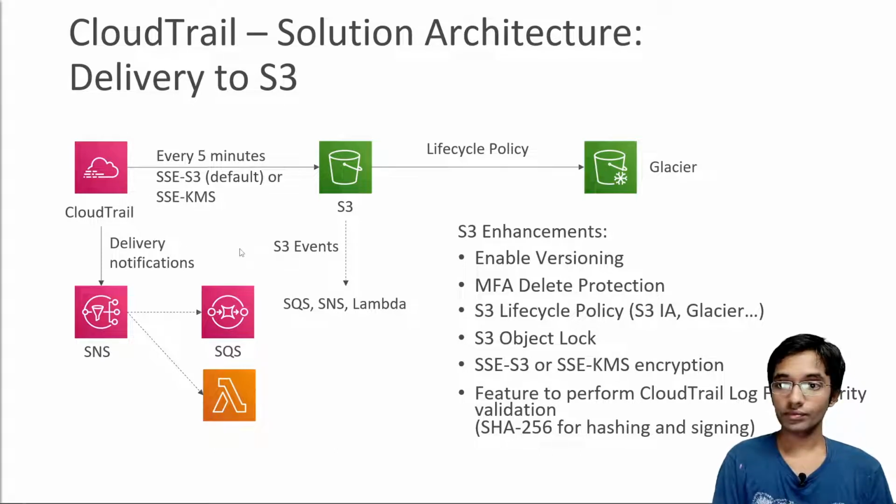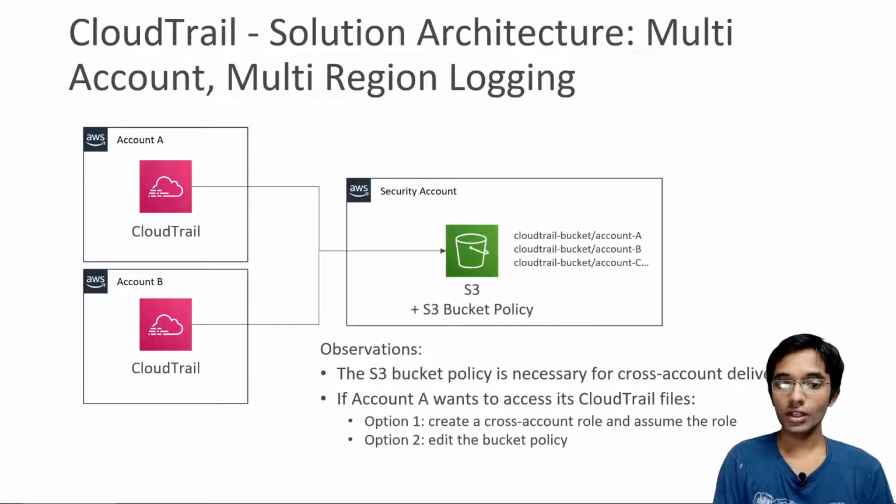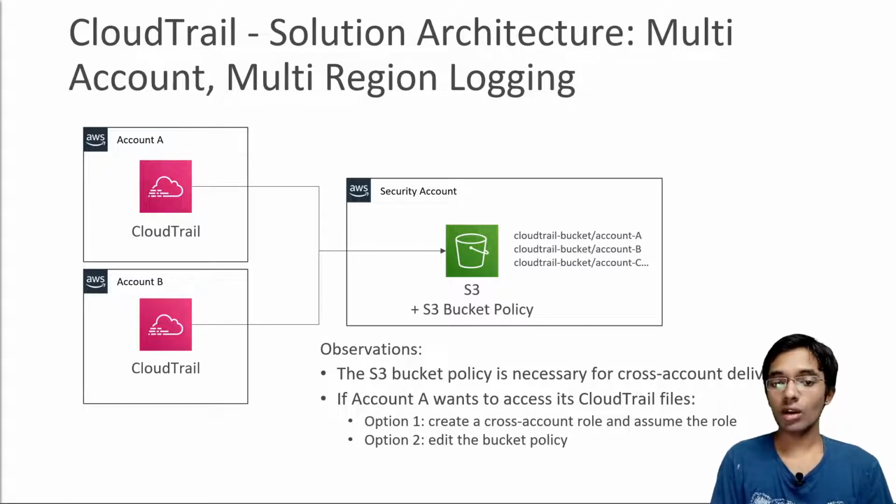Okay, another architecture now. Here CloudTrail can be multi-account, and multi-region. So say we have two accounts, account A and account B, and we have a security account that we want to send the logs to. So we'll have CloudTrail in the first account and CloudTrail in the second account, and we'll set up an S3 bucket that will be holding the logs of these CloudTrails.